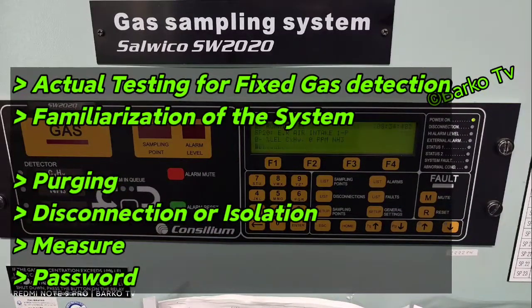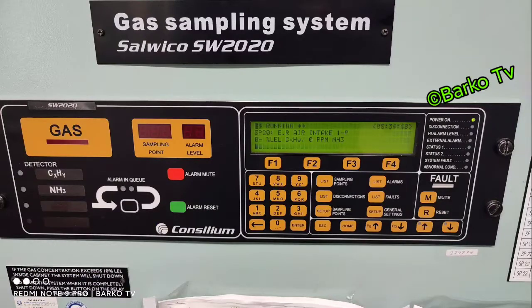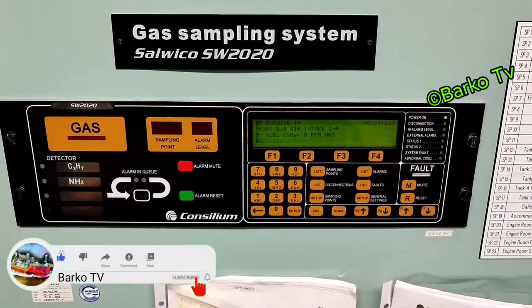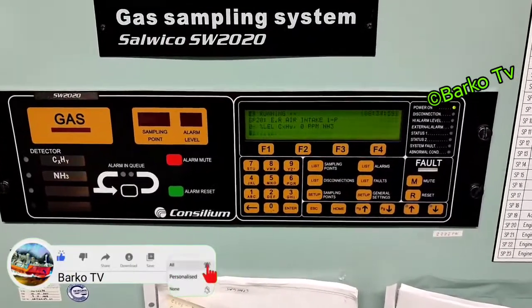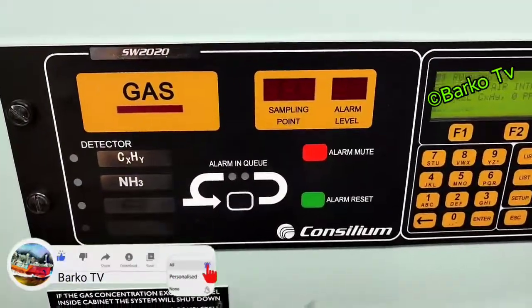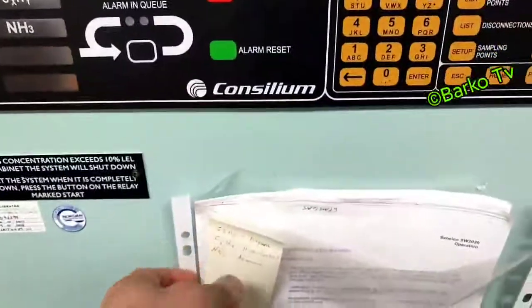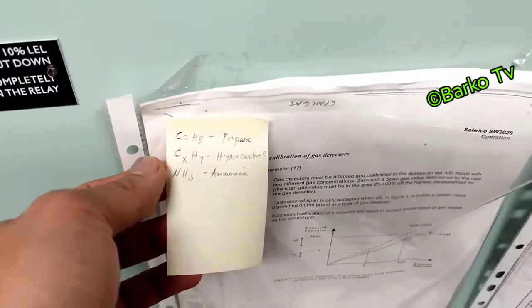Today's topic: gas sampling, Salwico SW2020. This is our gas analyzer and we need to simulate this one. We have two detectors for this gas sampling: CxHy, for hydrocarbon, and NH3, for ammonia.